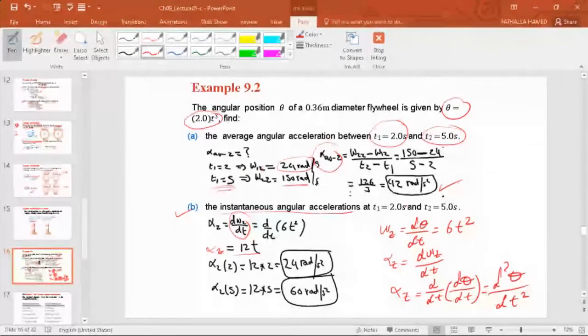So now they want the instantaneous acceleration at 2 seconds. So alpha z at 2 seconds is 12 times 2, which gives you 24 rad per second squared. And alpha z at 5 seconds will give you 12 times 5, which gives you 60 rads per second squared. Is this clear?